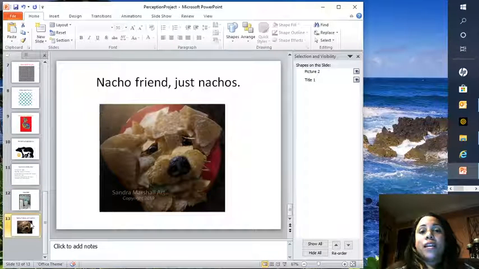Now that is the milk, and now we have Nacho Friend, just nachos. So in the nachos, you can tell that it's also obviously a dog, but at first glance, you may not see that right away.